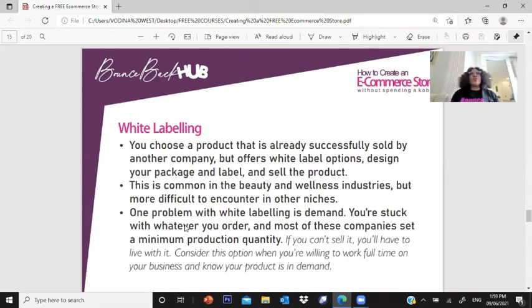So you must be sure you're ready to do the marketing involved, to sell the products, to push it into the market before you invest in this kind of business. If you can't sell it, you have to live with it. So you have to start rubbing plenty cream, rub a trailer load of cream, or maybe just do a freebie. If you can't sell it, you have to live with it. Consider this option if you're willing to work full time on your business and know your product is in demand.